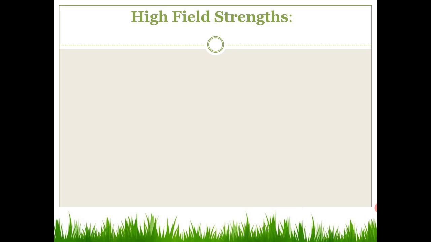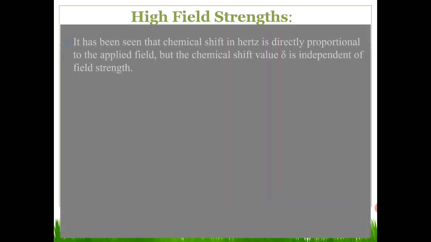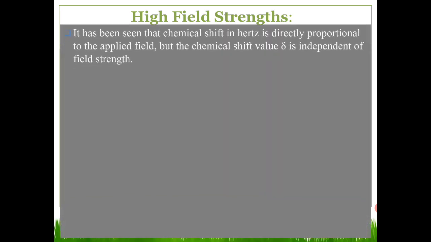High field strength. Another technique we use to simplify the spectra: we were discussing the chemical shift and the coupling constant. If they are comparable, what do we do? Simple. We have to go for high resolution, that is, increase the field strength. When the field strength is increased, what will happen? It has been seen that the chemical shift in hertz is directly proportional to the applied field, but the chemical shift value in ppm is independent of the field strength.